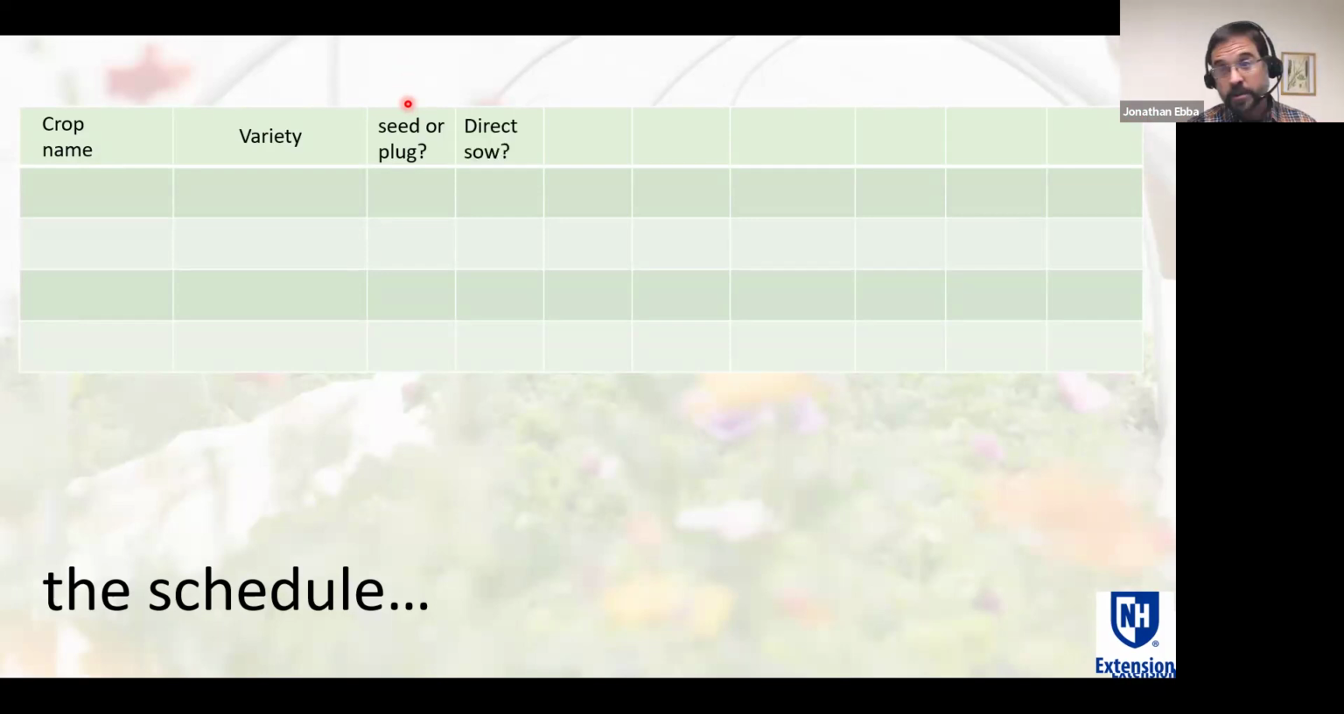Okay, and then we should know if we're going to direct sow or if this is something we're doing inside. And then we start with that target week, right? So this is, when do I want to start cutting that crop? And then I need to know how many weeks it takes me to get there. And that's what we get from those grower guides that we were just looking at.